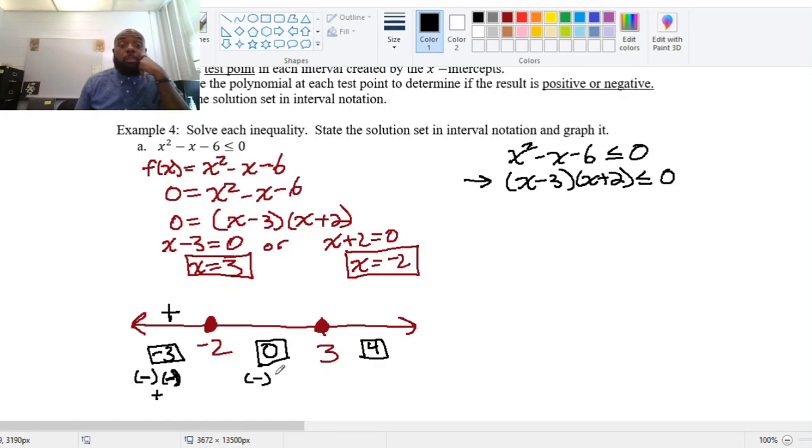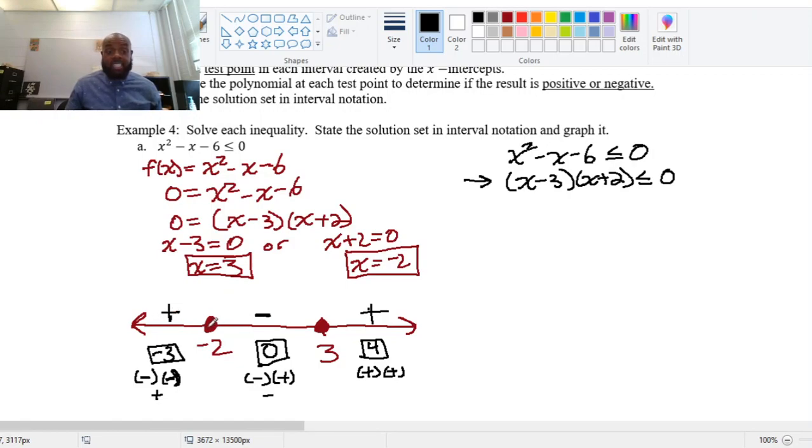0 plus 2 is a positive value, and we know that when we multiply a negative times a positive, we get a negative. So a negative value represents this inequality, this interval. Plug in 4, we get a positive times a positive in those parentheses, and positive times a positive is a positive. And so what this is saying is that my function x squared minus x minus 6 is positive or above the x-axis.